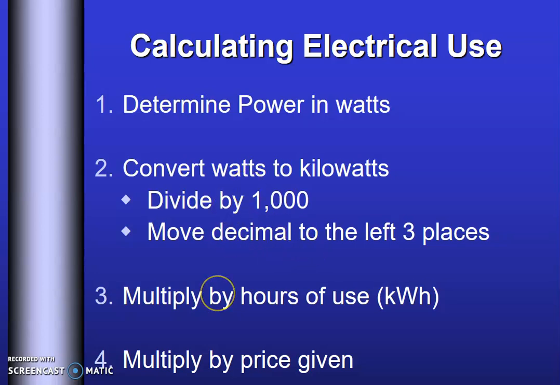Okay, so either method, you get the same answer. Whether you want to use your calculator or you just want to move that decimal 3 places. Okay, next, once you have your kilowatts, you need to multiply by the hours of use to get kilowatt hours. And then finally, step 4, multiply your kilowatt hours by the price given.